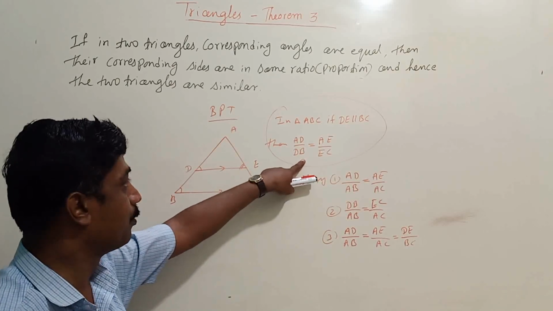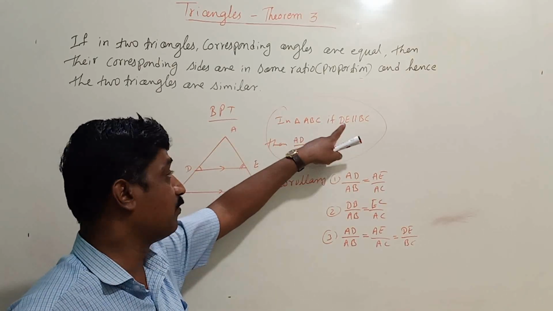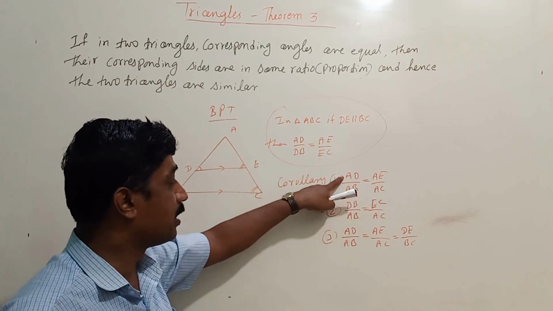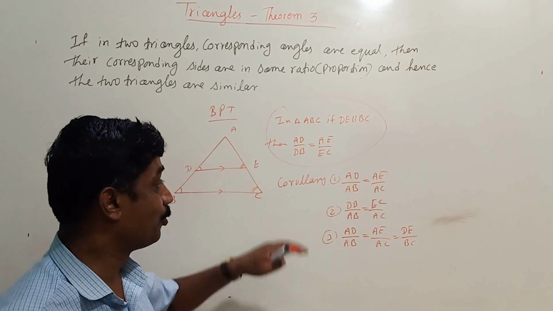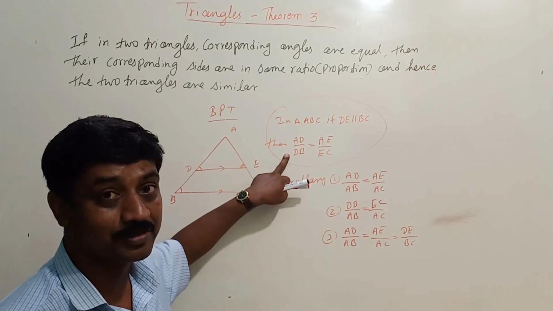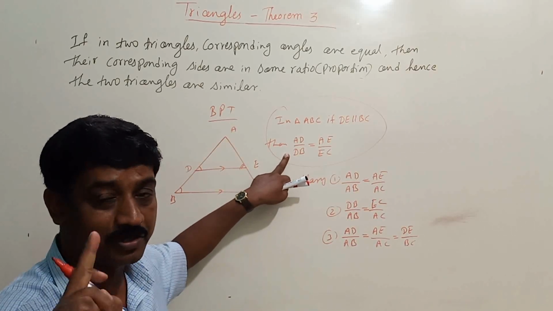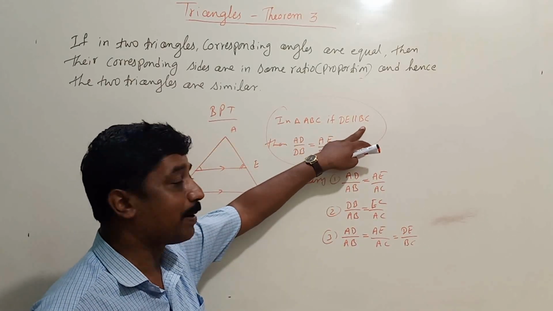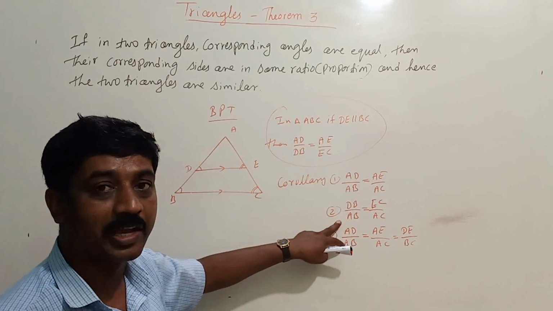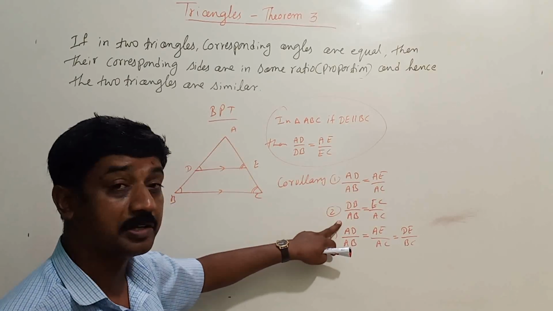What they give as a question, you know? In triangle ABC, if DE is parallel to BC, prove that AD by AB is equal to AE by AC. They may ask. Don't think that always they are going to ask this. What you learned in BPT, first theorem. They give like this: in triangle ABC, if DE is parallel to BC, prove that AD by AB is equal to EC by AC. They will ask.